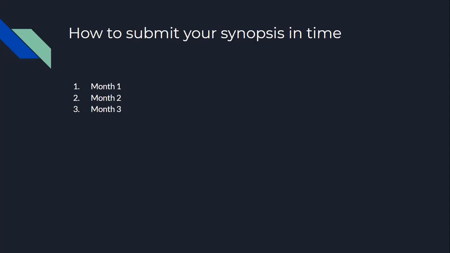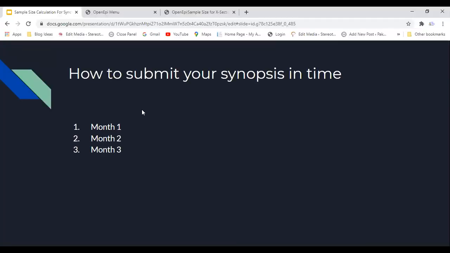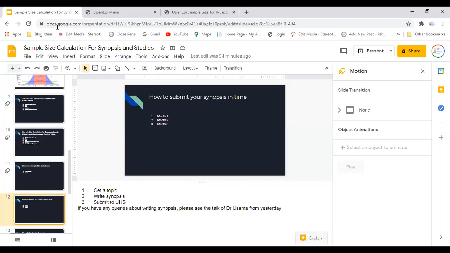Now, a lot of people have asked me how they should submit their synopsis in time. So here is a timeline for what you should do. When you have started your residency, during the first month, just go to your supervisor and tell him or her that you need a synopsis topic. The supervisor will give you a synopsis topic, and once you have got the topic, go to the synopsis repository of UHS. You can access the synopsis repository of UHS here.